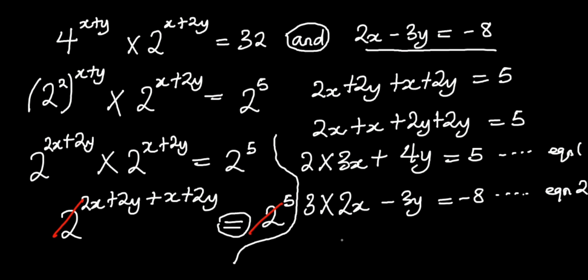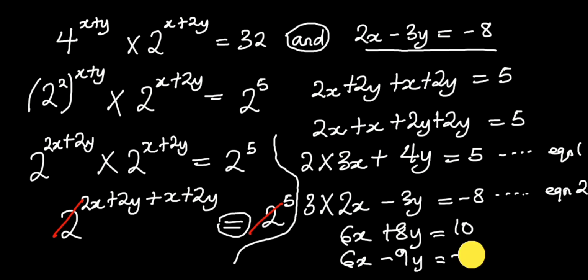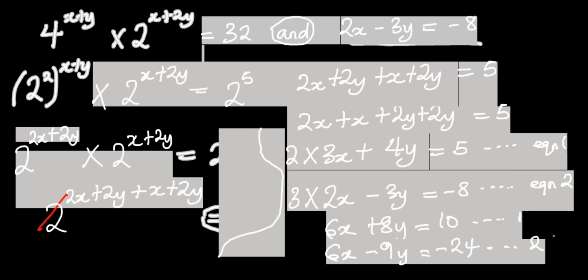2 times 3 is going to give us 6x. 2 times 4 is 8, and then 2 times 5 is 10. For the second equation, 3 times 2 is 6x. You see now the coefficients are the same. 3 times that will give you 9y, and then that should give us negative 24. So this is our first equation, and this is our second equation. We're going to solve that, so let's solve it on a new page.